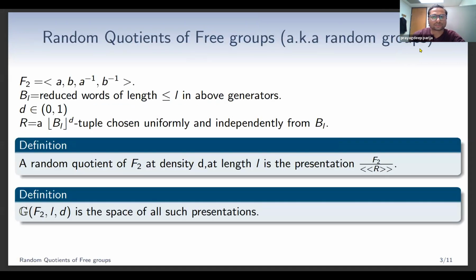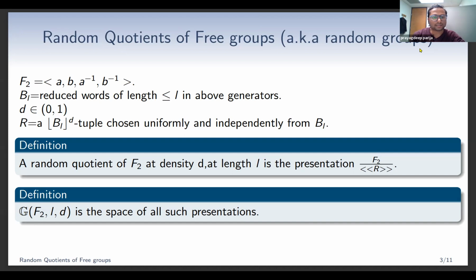So, random quotients of free groups. Imagine you have a free group on two letters, generated by A, B, A inverse, and B inverse. Think of B_L as all the reduced words of length less than or equal to L in the above generators. So this is basically the word representation of the Cayley ball in the free group. And pick a number in 0 to 1 that will be your density. So a random set of relators is a floor of |B_L| to the D tuple chosen uniformly and independently from this set of reduced words.